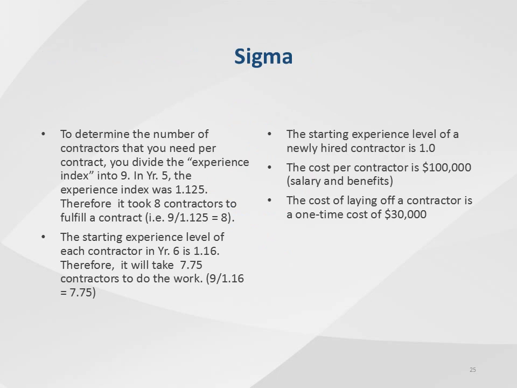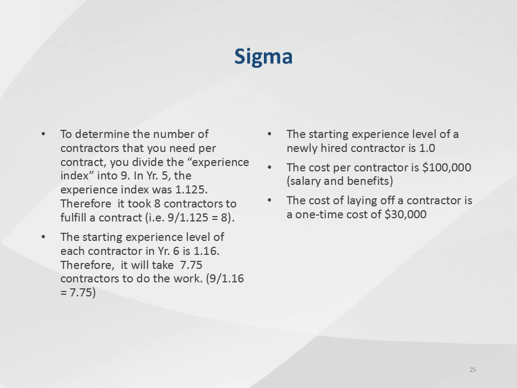In year 6, you start out with 244 contractors. Every year, you have to decide how many contractors you want to hire. To determine the number of contractors that you need per contract, you need to divide the experience index, which is shown to you in your output, into the number 9. For example, in year 5, the experience index was 1.125. Therefore, it takes 8 contractors to fulfill a contract.